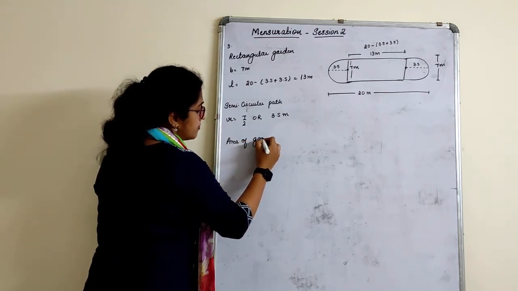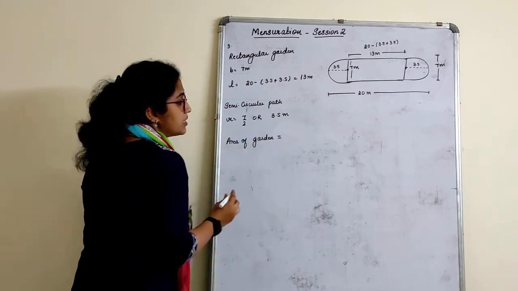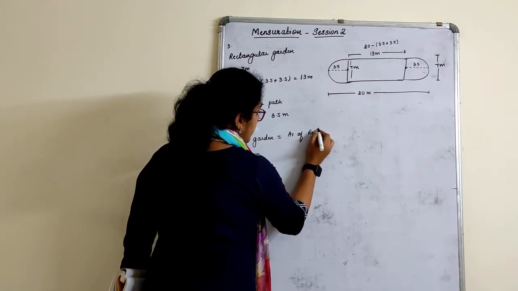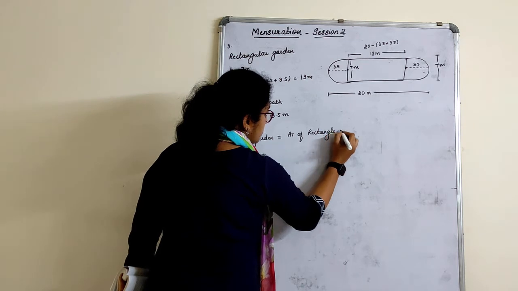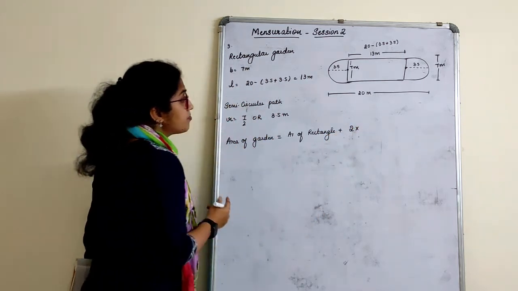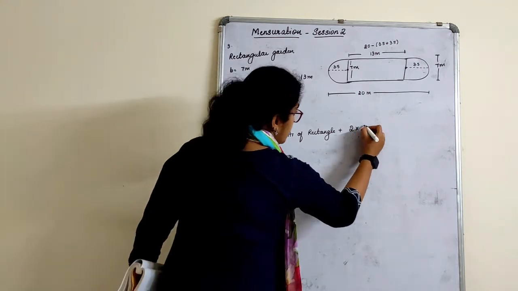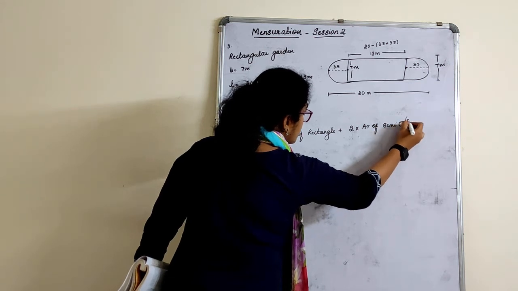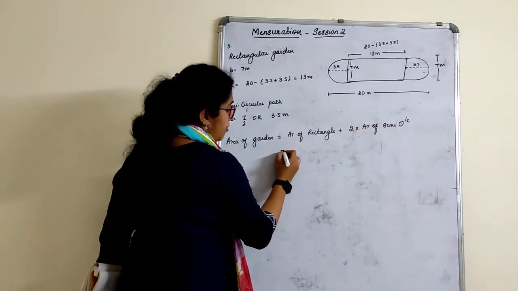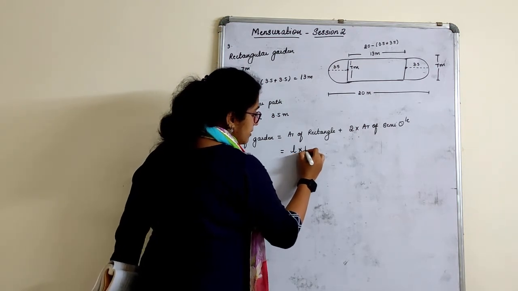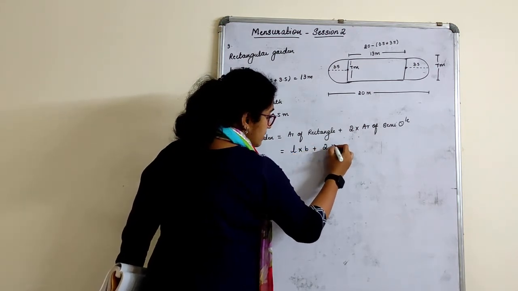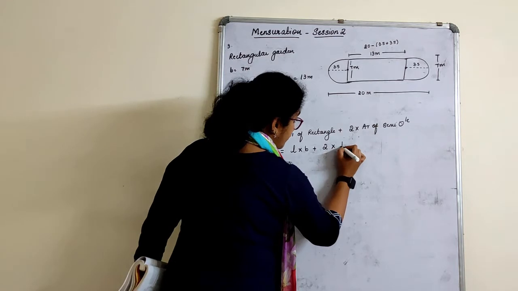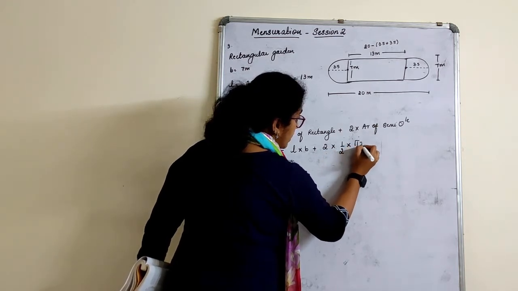Area of garden. Together we will do this. Is equal to area of rectangle plus 2 into area of semicircle. This is the symbol used for circle. Formula we will write. Area of rectangle is length into breadth plus 2 into area of semicircle. Area of circle is what? Pi r square. Semicircle is half, half into pi r square.